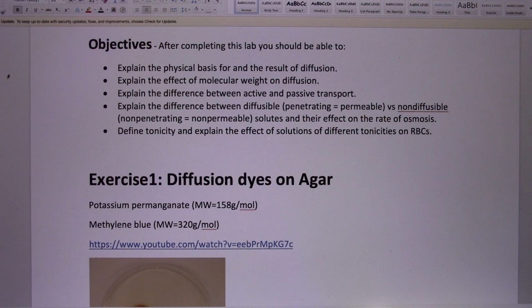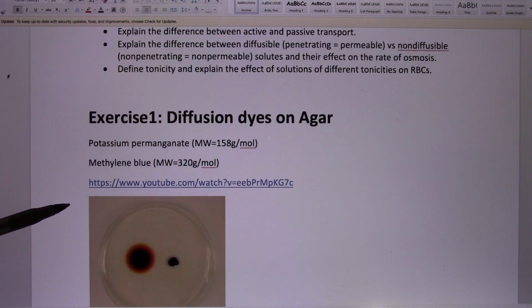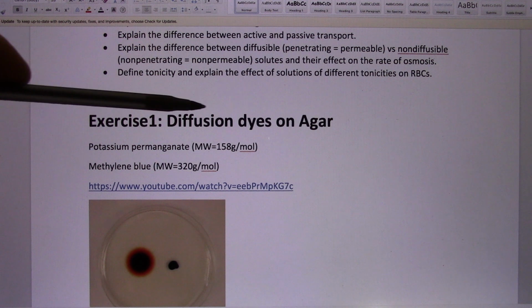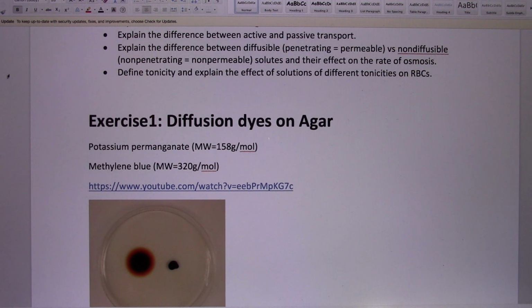So we prepare 2 different kinds of dye to watch them diffuse in agar. Agar is like water. It's 99% water. It's like the gel you purchase at HEB. So it's mainly water, but there's some fiber so it can slow down the diffusion.